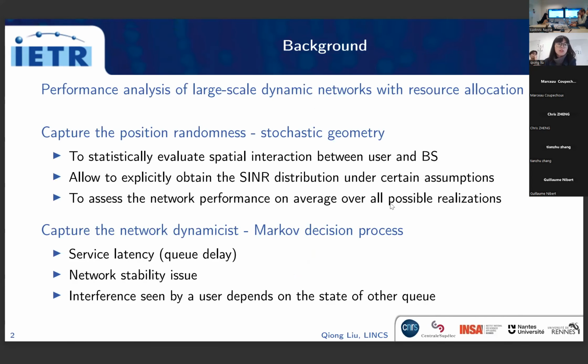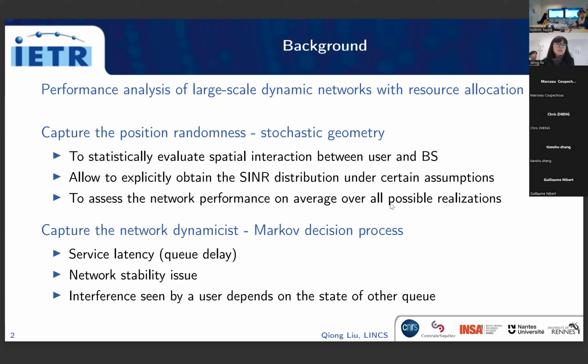So in this topic, we give the performance analysis of large-scale dynamic networks with resource allocation. In order to capture the position randomness, we introduce stochastic geometry, which has been widely used in the last 10 years. It allows us to statistically evaluate the spatial interactions between users and base stations, and to explicitly obtain the SINR distribution under certain assumptions. Besides, we can assess the network performance on average over all possible realizations rather than evaluating the performance on a deterministic system of network topology.